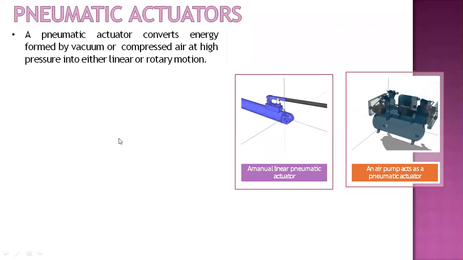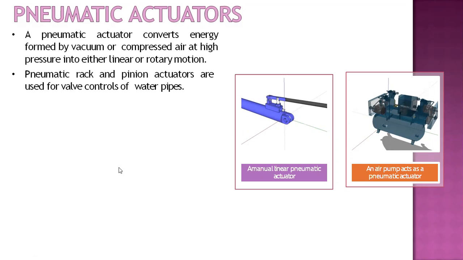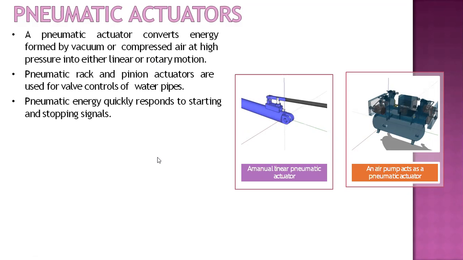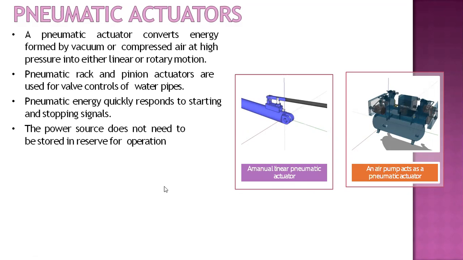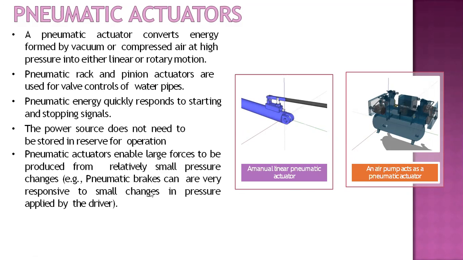Pneumatic actuators convert energy in the form of vacuum or compressed air at high pressure into either linear or rotary motion. Pneumatic rack and pinion actuators are used for valve controls of water pipes. They respond quickly to starting and stopping signals also. Two of them are shown here. The power source does not need to be stored in reserve for the operation. And the last, pneumatic actuators enable large forces to be produced from relatively small pressure changes.